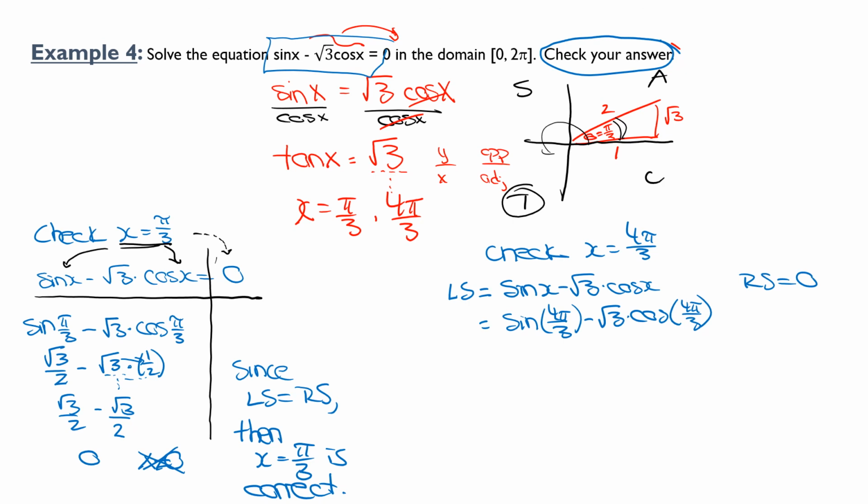I'll just draw the triangle again right here because it's getting a bit messy. Here's pi over 3, root 3, 2, and 1. So sine of pi over 3 is equal to root 3 over 2, but I want 4 pi over 3. 4 pi over 3 is in this quadrant down here, quadrant 3, and sine in that quadrant is negative, so this must be a negative root 3 over 2.